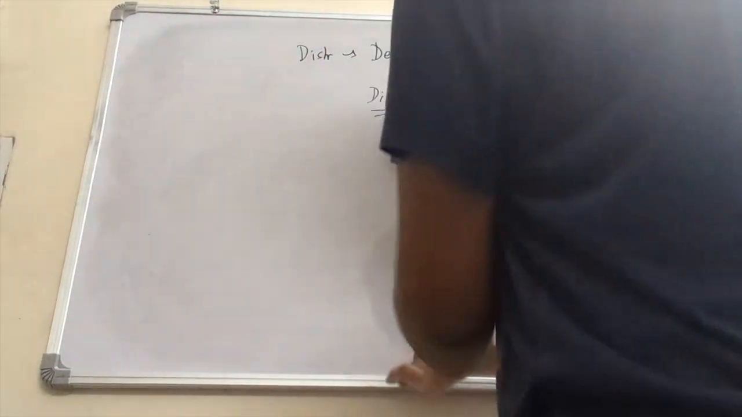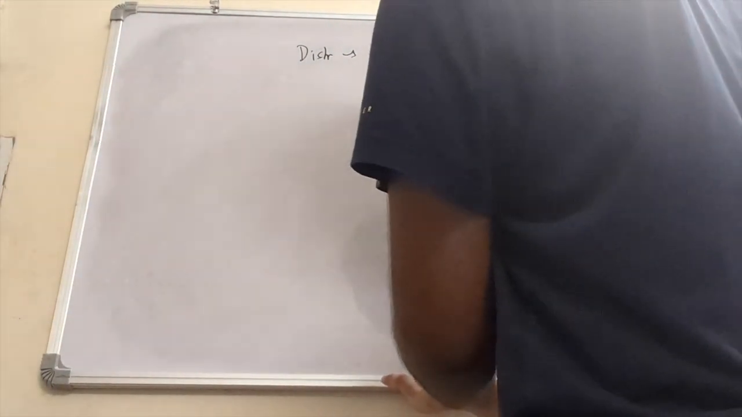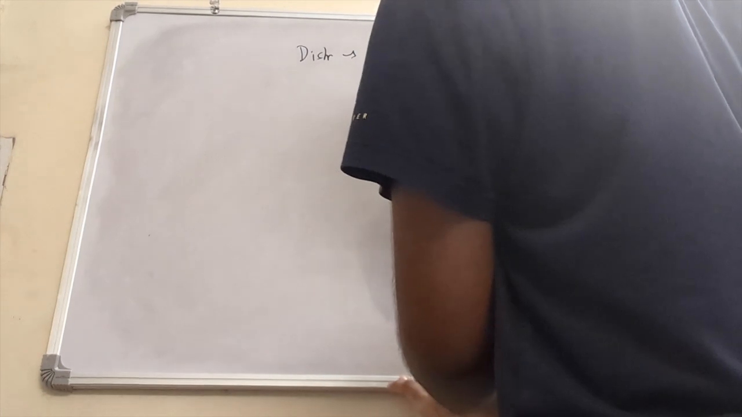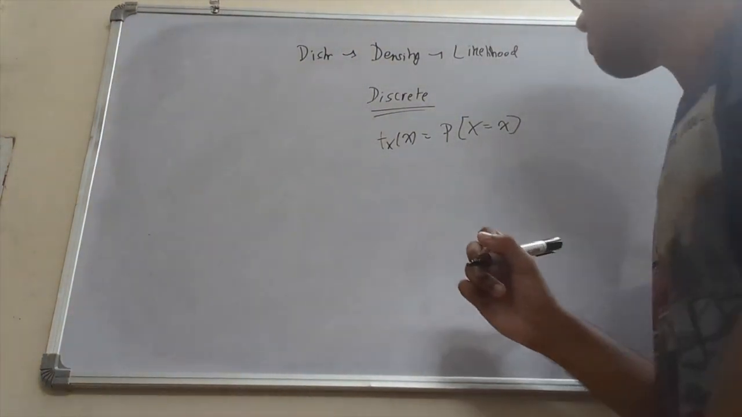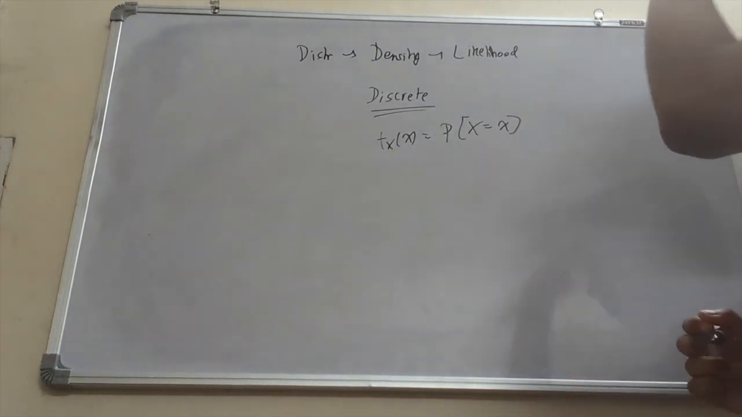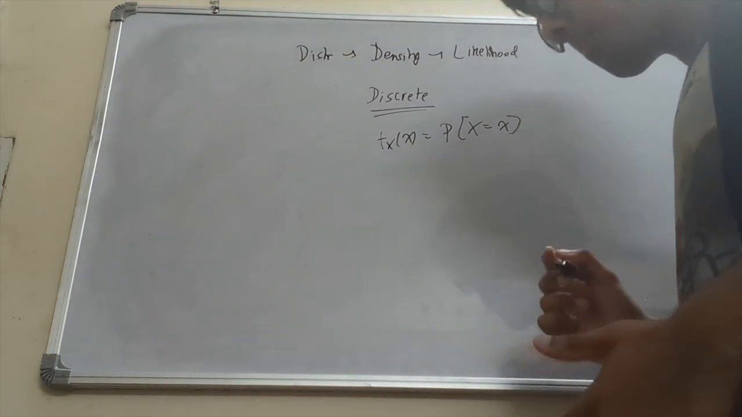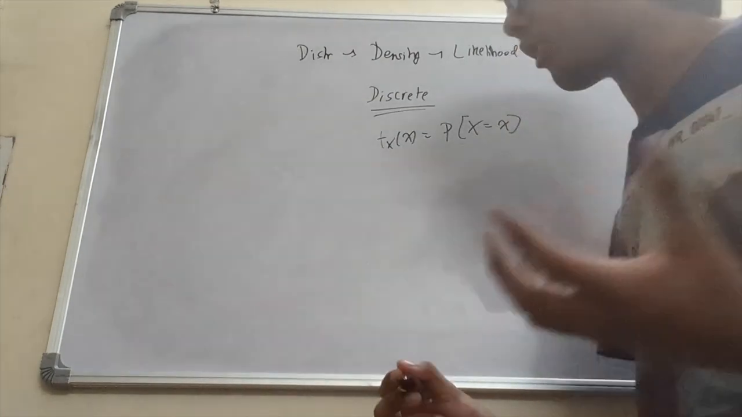For this, the definition of a density function is f_X(x), which is basically the probability that X is equal to x. Let us look into the geometric distribution.